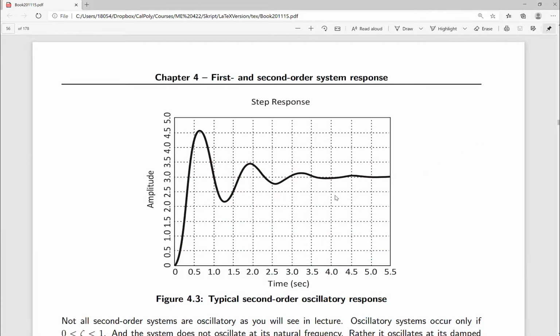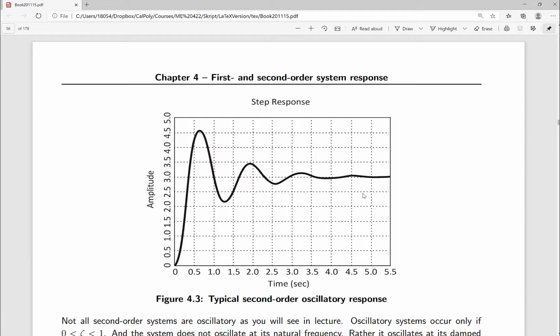I talked about underdamped second-order systems. They are the ones that can oscillate. A first-order system cannot oscillate. An overdamped second-order system does not oscillate. And a critically damped second-order system does not oscillate. So underdamped second-order systems are the ones that oscillate, and those systems are the ones where zeta is between 0 and 1.